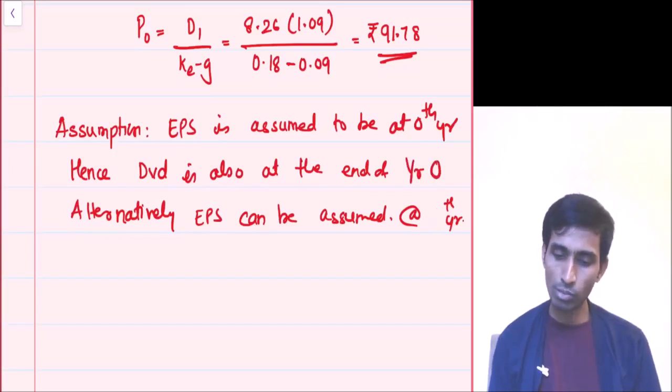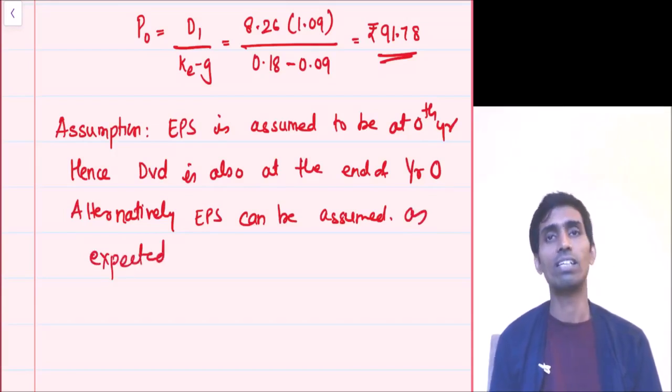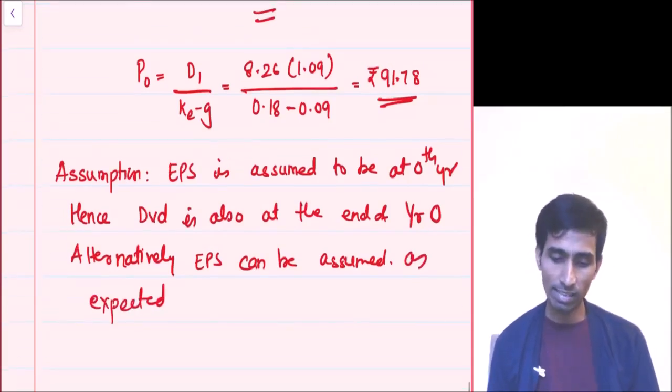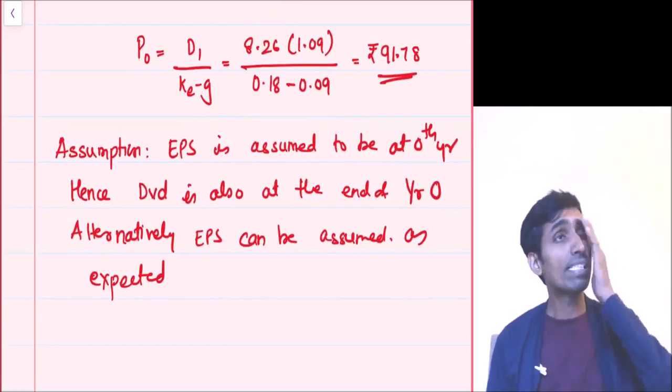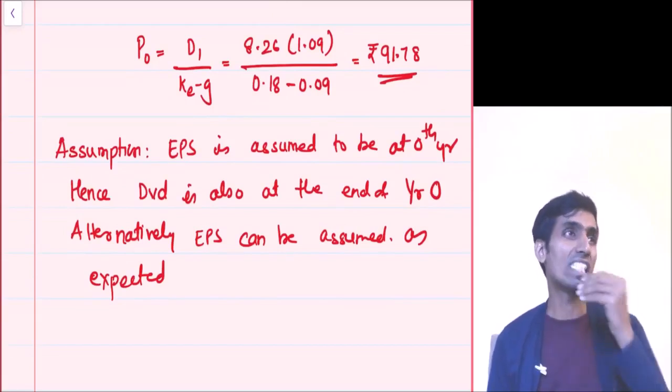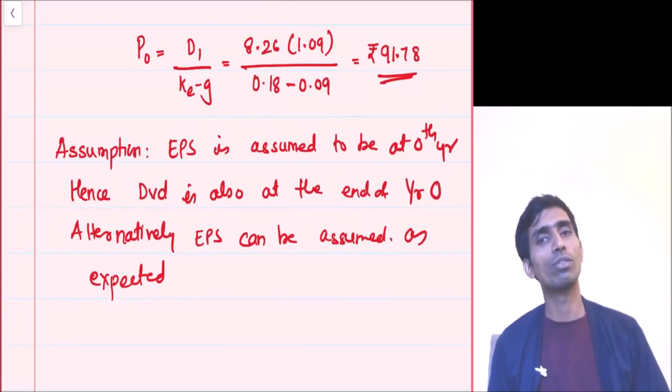Alternatively, EPS can be assumed at first year, that is assumed as expected. Assumed as expected means you can assume that EPS to be E1. Then if it is E1 now, listen, first write this. EPS is assumed to be at 0th year, hence dividend is also at the end of year 0.